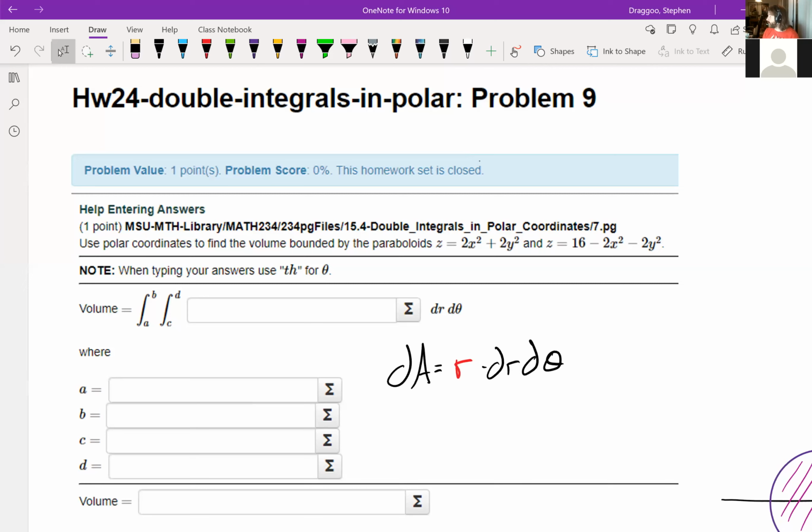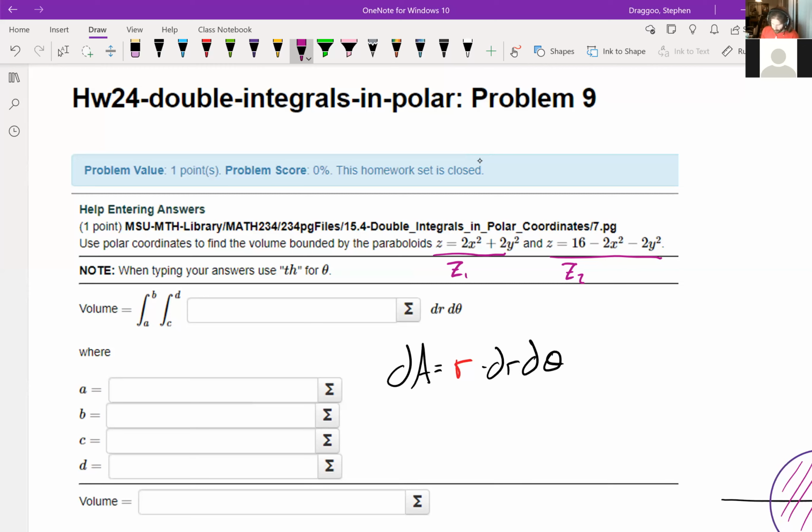So up first, what are we interested in? We've got our two equations for Z, this one and this one. Probably call it Z1 and Z2, where Z2 is on top, Z1 is on bottom. Notice that Z2 is an elliptical paraboloid. It starts off at a height of 16 and then opens down. Whereas Z1 is also an elliptical paraboloid, but it starts at a height of 0 and then opens up.